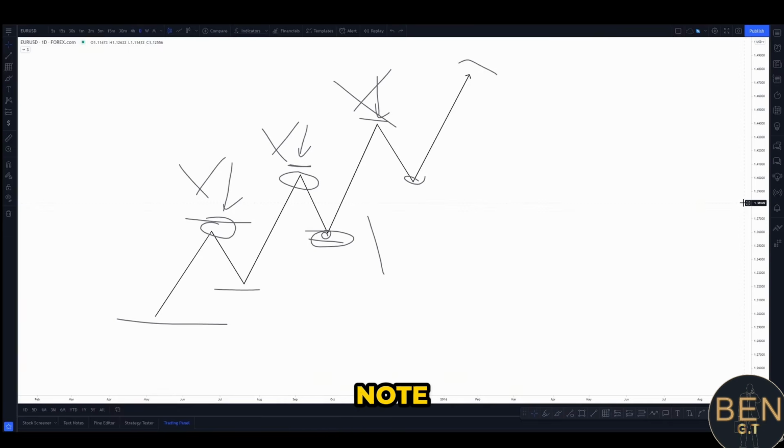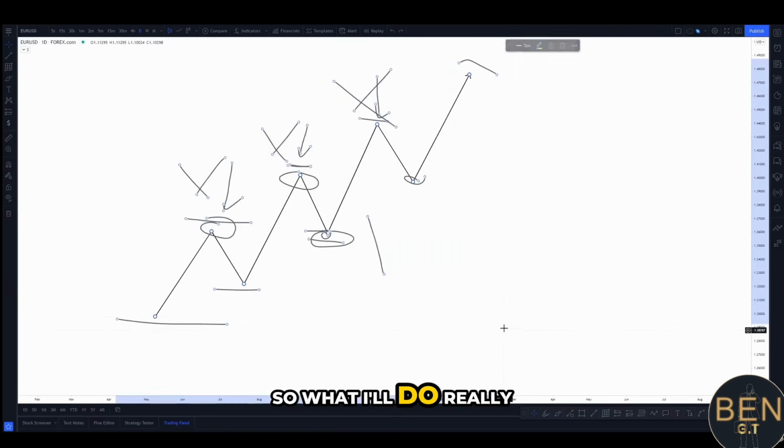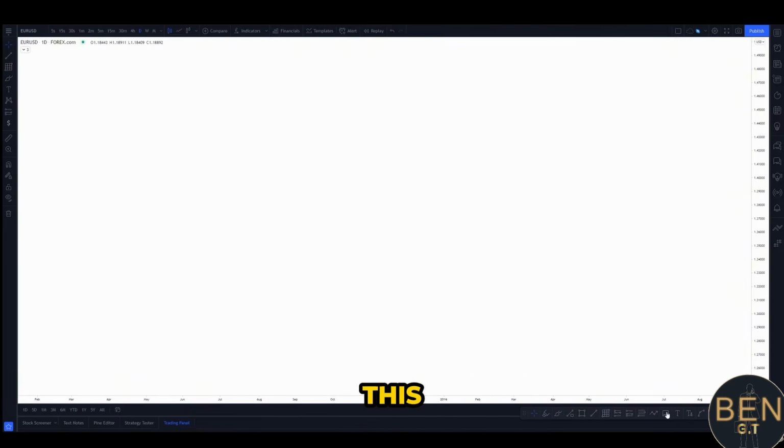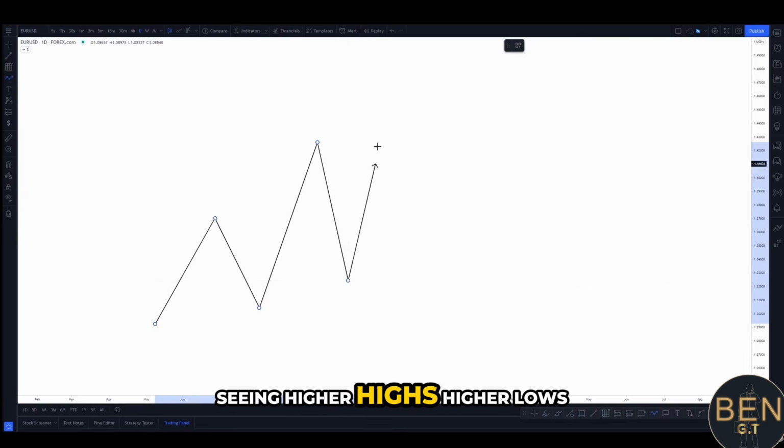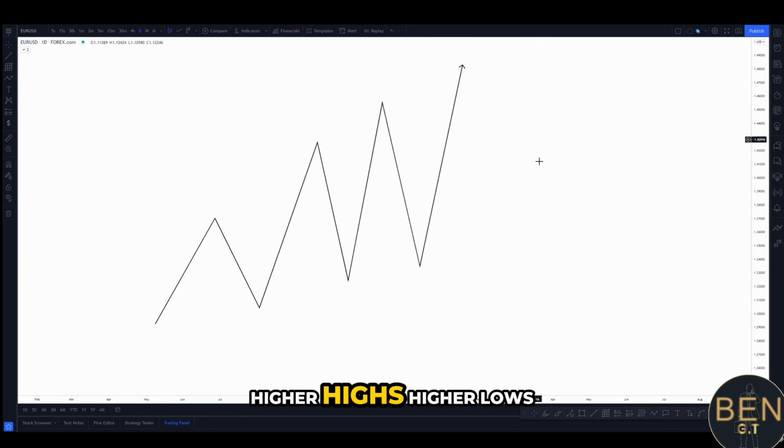One other thing to note about the concept of protected and targeted highs and lows, or structure, is how we can integrate that into supply and demand. So what I'll do really quickly is just clear this up. We're going to draw in another bull trend, seeing higher highs, higher lows, higher highs, higher lows.